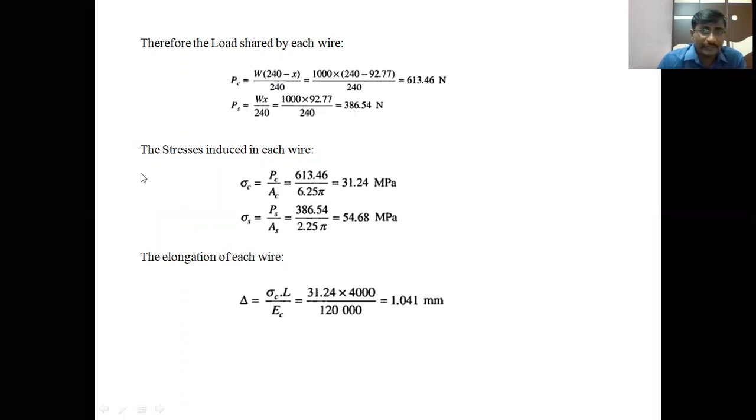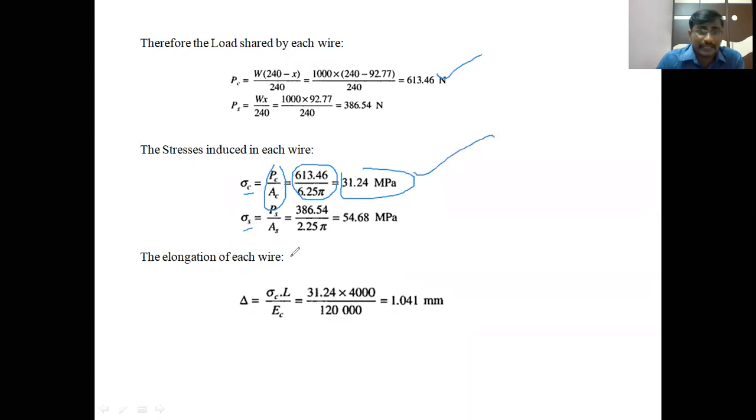After getting the load shared by each wire, we can easily calculate the stresses in each wire using those values. The stress in the copper wire, sigma C, is PC divided by the cross-sectional area of the copper wire. PC is 613.46 newtons, the load shared by the copper wire, divided by 6.25 pi, the area of cross section of the copper wire. Then we can get the stress in the copper wire as 31.24 megapascals.